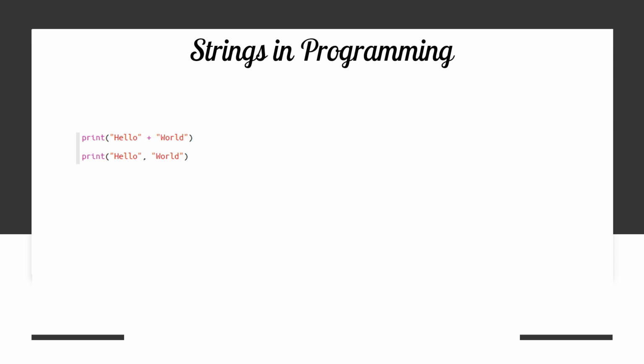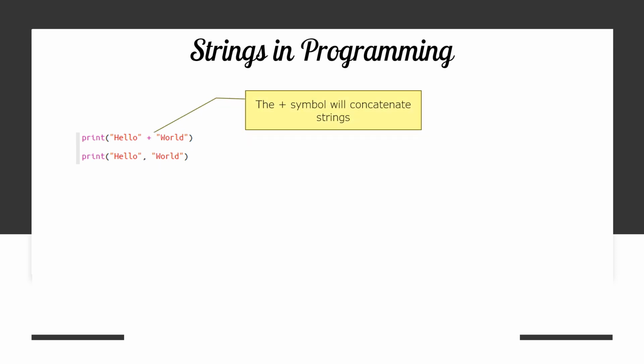Now in Python, you can use the plus operator or you can use a comma. Now the comma only exists inside print. So the plus symbol will concatenate strings together. So it's going to take the hello and the world, join it together into one sentence. So plus will concatenate those strings.